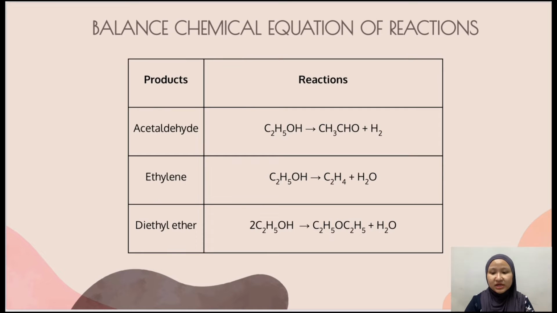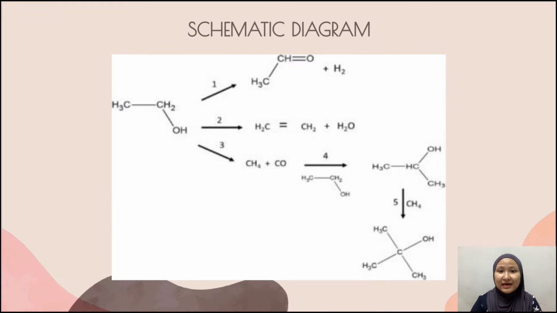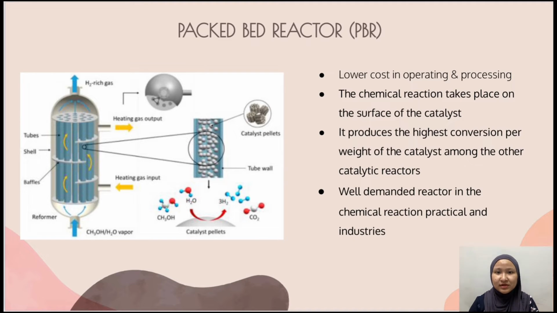This is the balanced chemical equation of the reaction, and this is the schematic diagram of the reaction. The packed bed reactor is the most suitable reactor for this reaction. Firstly, the cost is very cheap in operating and processing. The chemical reaction takes place on the surface of the catalyst, and it produces the highest conversion per weight of catalyst among the other catalytic reactors. And PBR is also a well-demanded reactor in chemical reaction practice and industry.